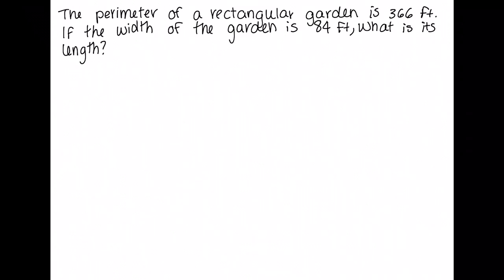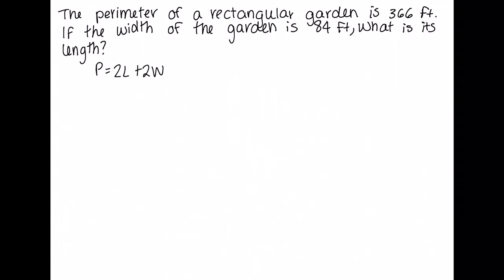So let's do one where we're given the perimeter. The perimeter of a rectangular garden is 366 feet. If the width of the garden is 84 feet, what is its length? Because we are given the perimeter in this problem, we're going to be using the perimeter formula, which is 2 times the length plus 2 times the width.